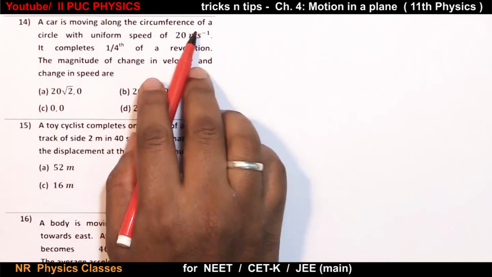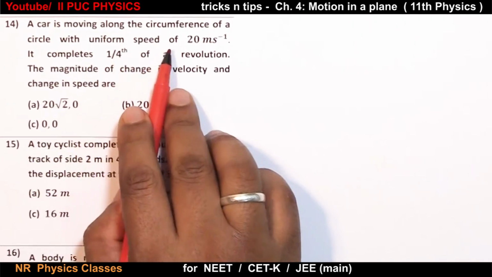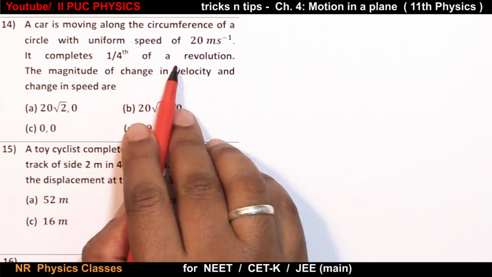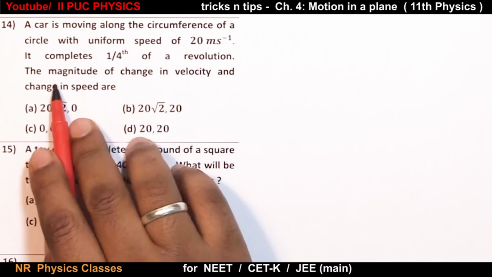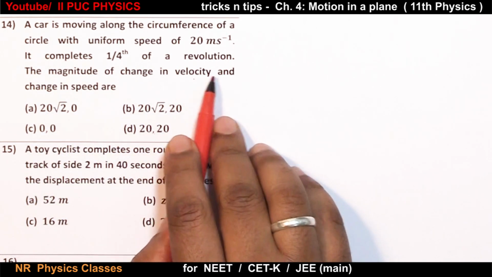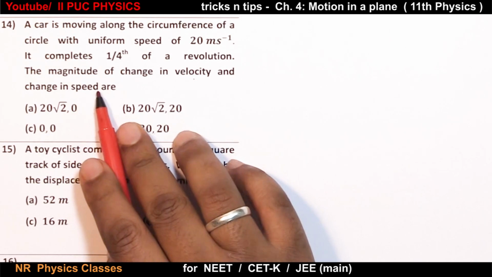A car is moving along the circumference of a circle with uniform speed 20 meter per second. It completes 1/4 of a revolution. The magnitude of change in velocity and change in speed are.